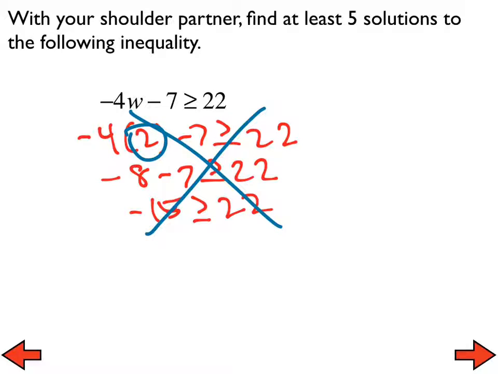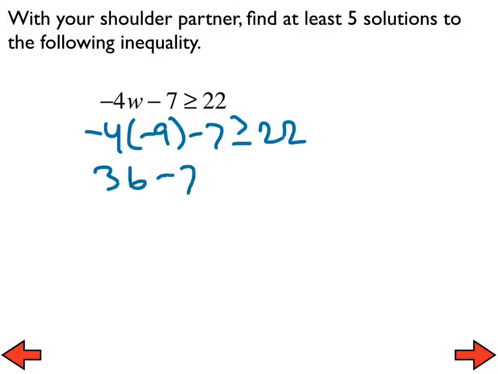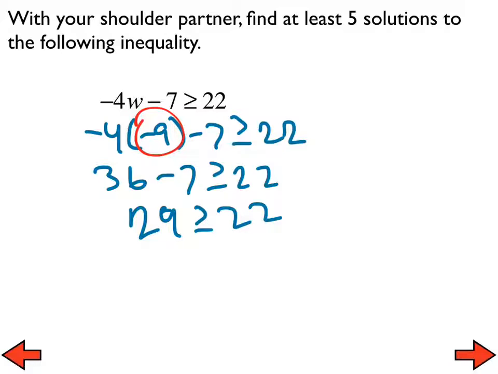What is one that might work? -9. Let's try that one. This will give me 36 minus 7, which is 29. Is that true? Yep, that works. So -9 is a solution. Give me another one that might work.